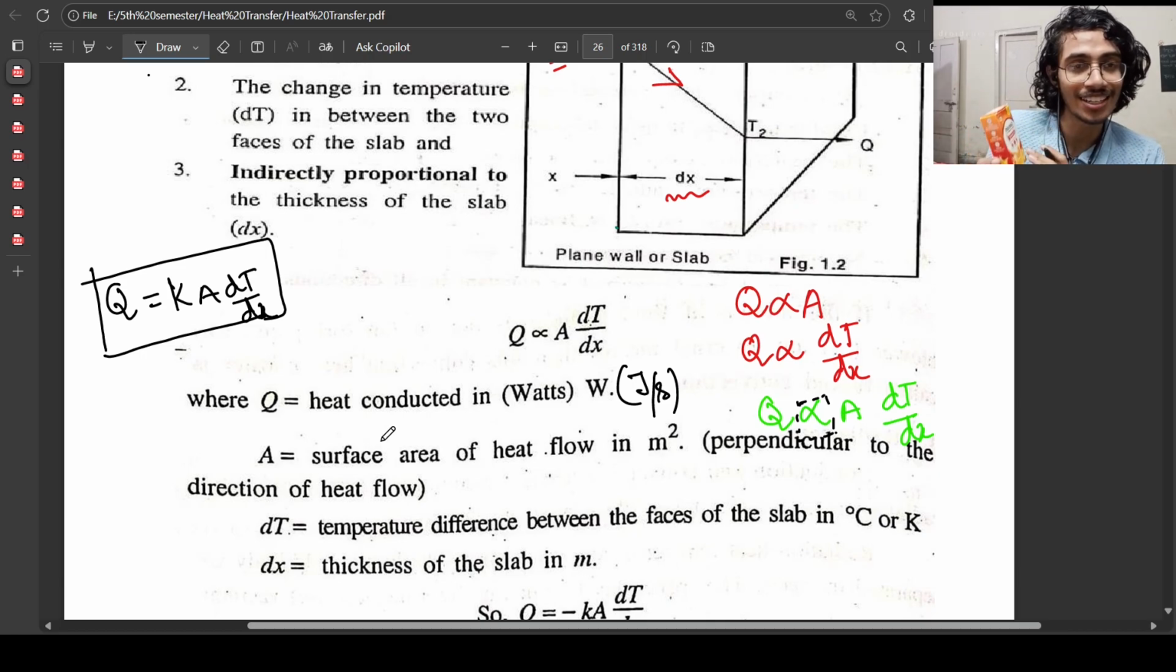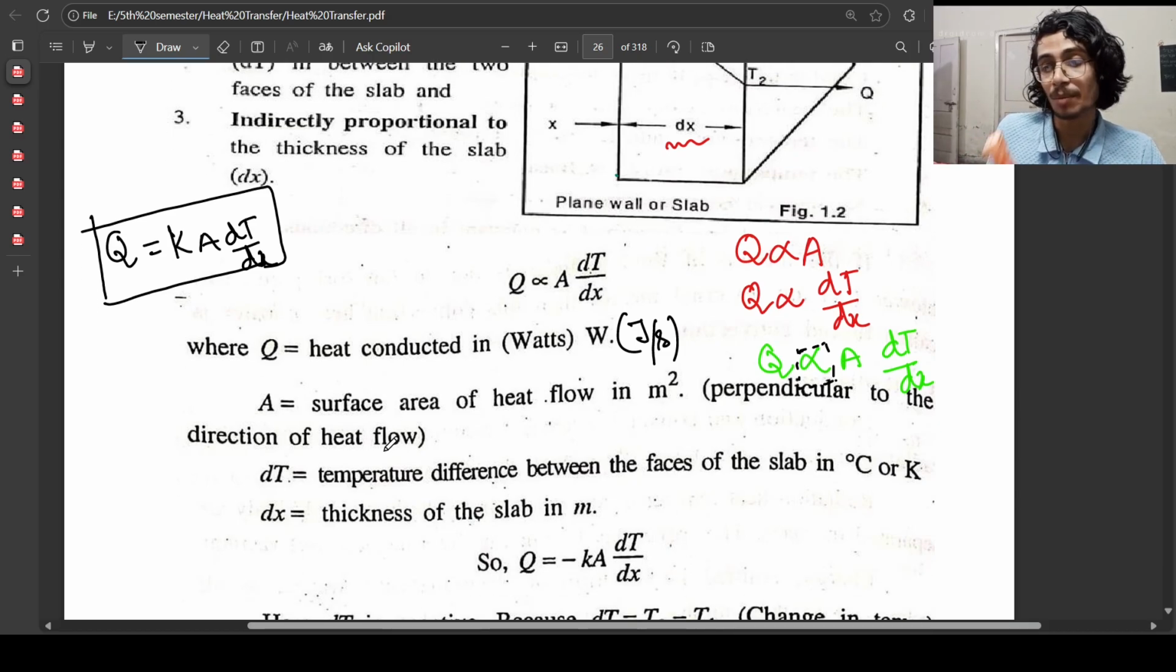Because the area has a length and a breadth, it will be in meter square, or in centimeter square, or in millimeter square. We can convert and take according to our requirement, and that is perpendicular to the direction of the heat flow. That means this area is perpendicular to the direction of the heat flow. dt is the temperature difference between the faces of the slab in degrees Celsius or Kelvin, and dx is the thickness of the slab in meter.